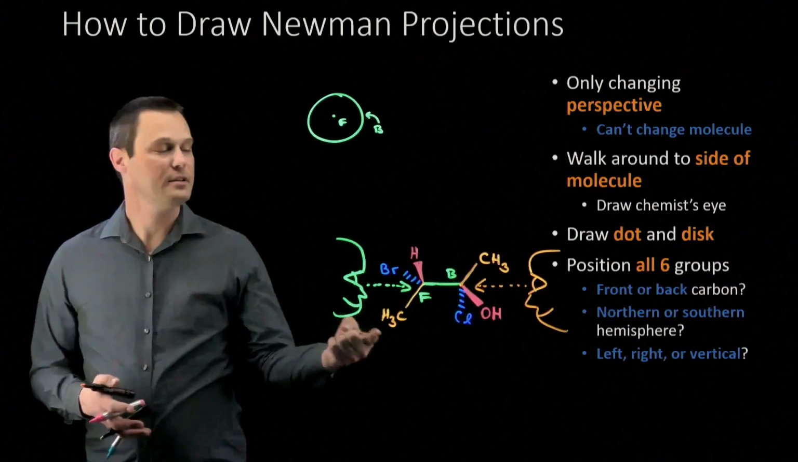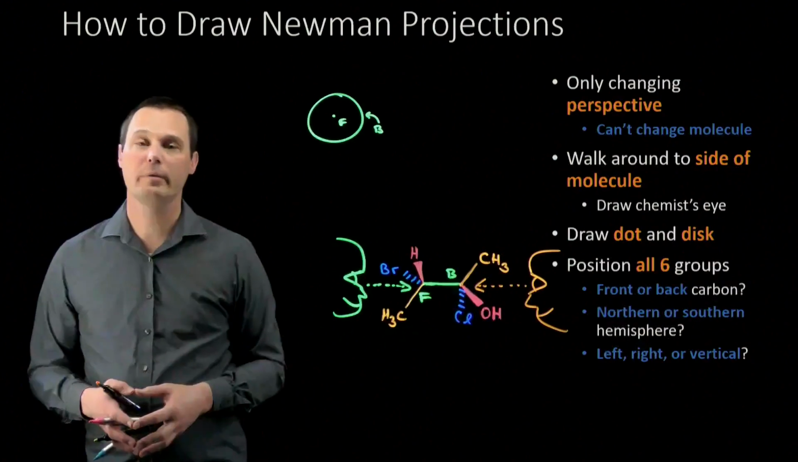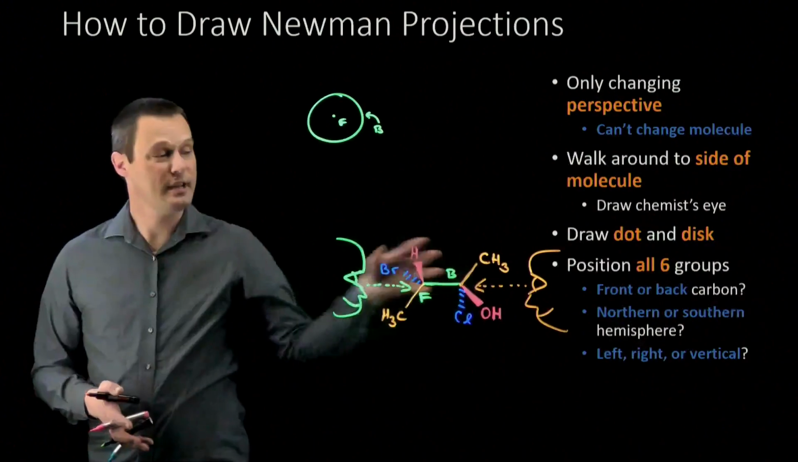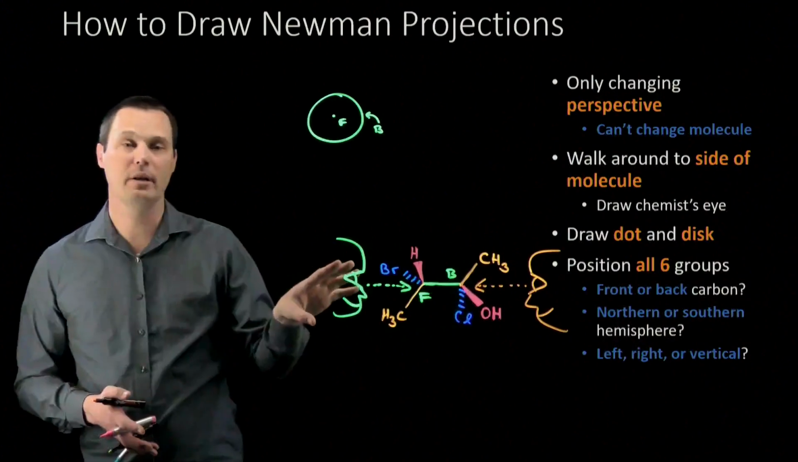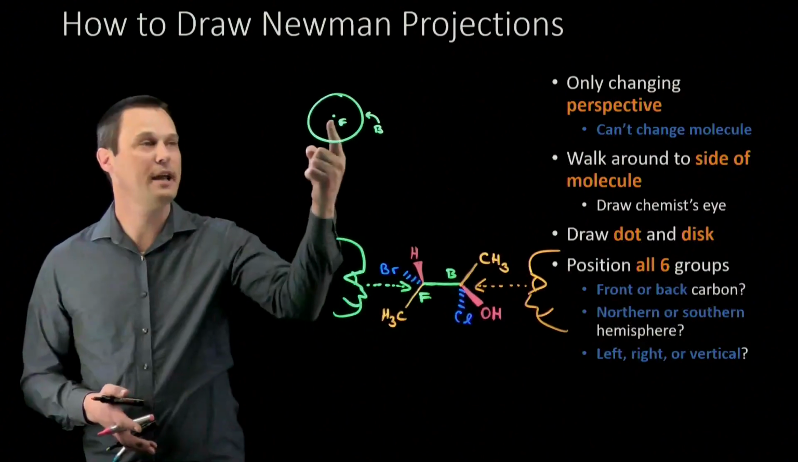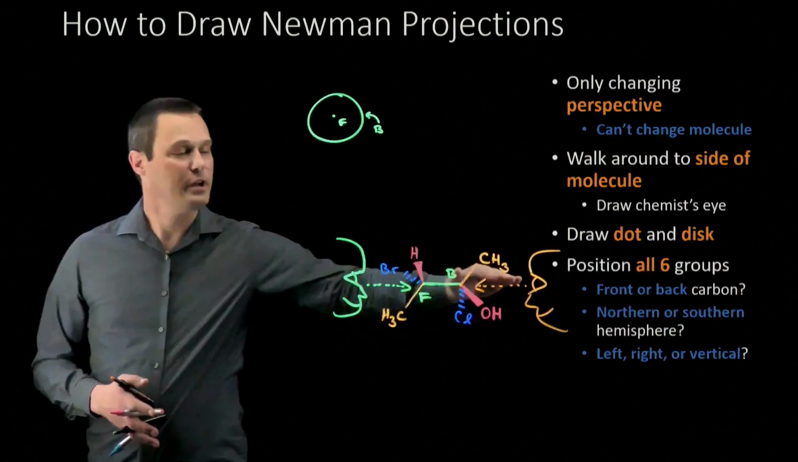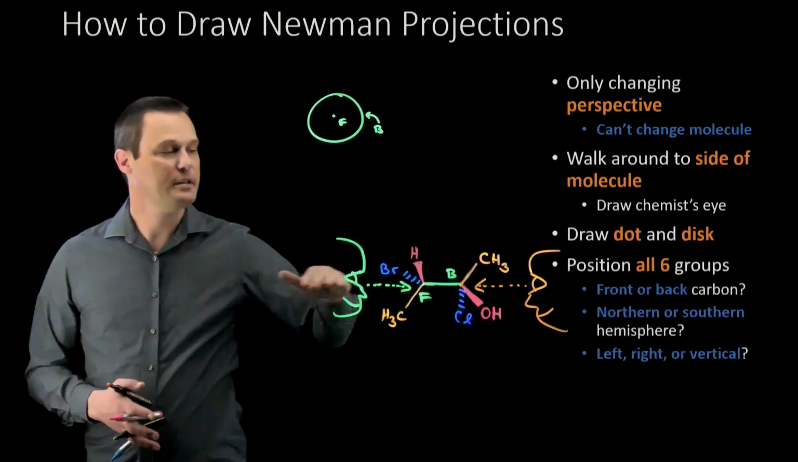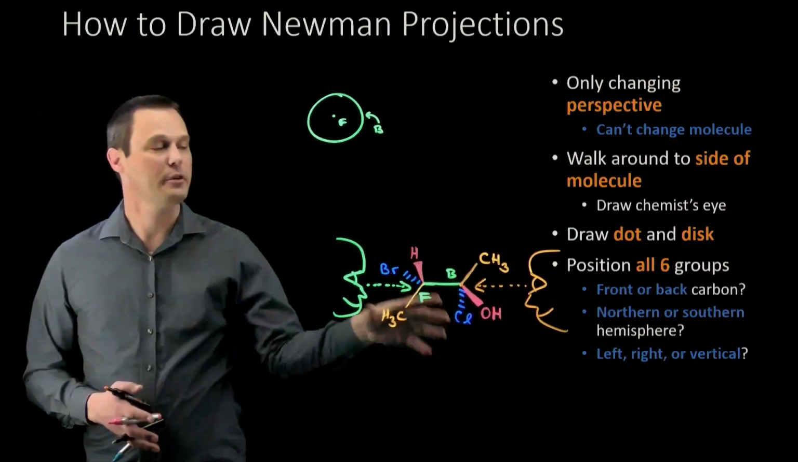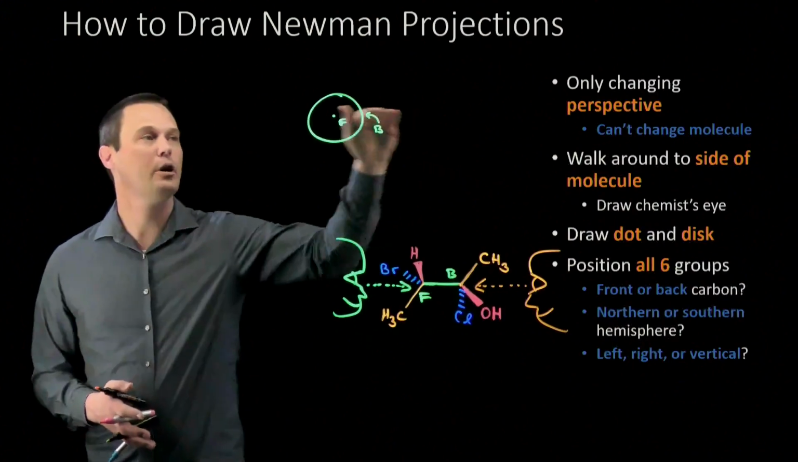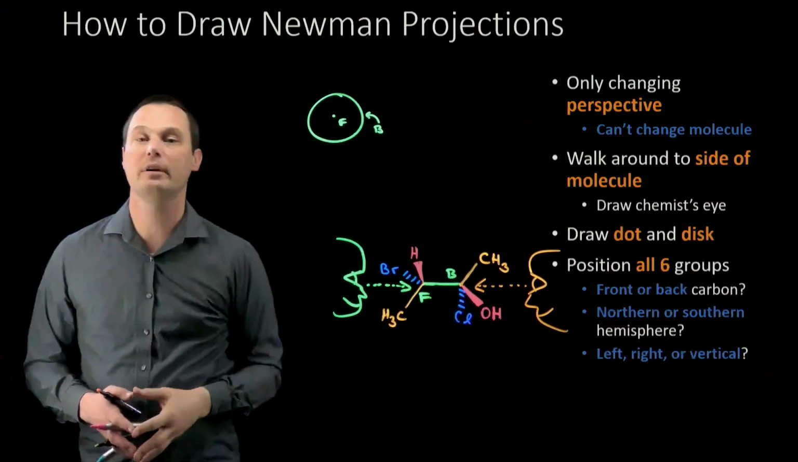First, we'll ask ourselves, is this CH3 group attached to the front carbon or the back carbon? Now, that depends on which side you're looking at the molecule. Right now, we're looking at the molecule from the left, so the CH3 group is attached to the front carbon. Second, is that group in the northern or southern hemisphere? If we imagine an equator right down our molecule, is this CH3 group in the northern hemisphere or the southern hemisphere? It's down in the southern hemisphere, so when we put it on our Newman projection, it will also be down in the southern hemisphere.